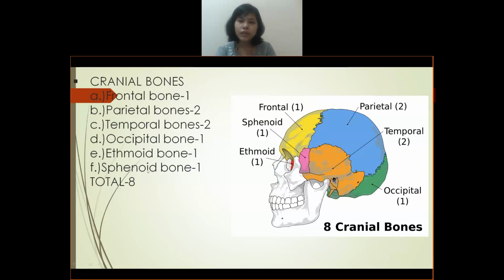Next is sphenoid bone. Sphenoid bone, how many do you have? One. So all total, 1 plus 2 plus 2 plus 1 plus 1 plus 1. All total cranial bones you have 8. Eight number of cranial bones you have.